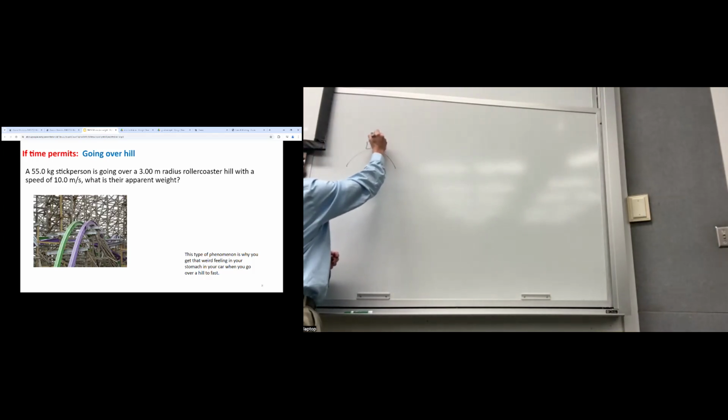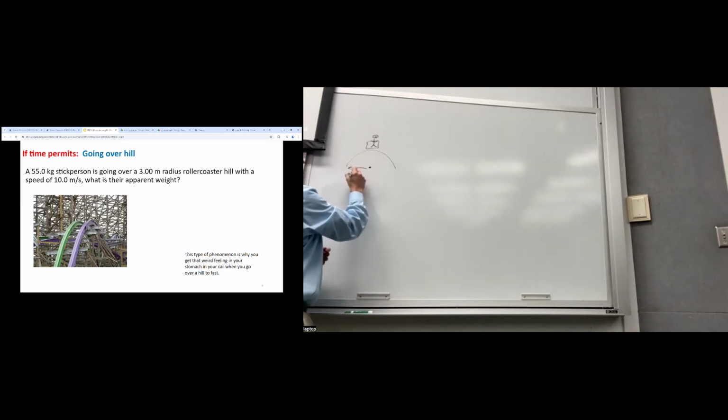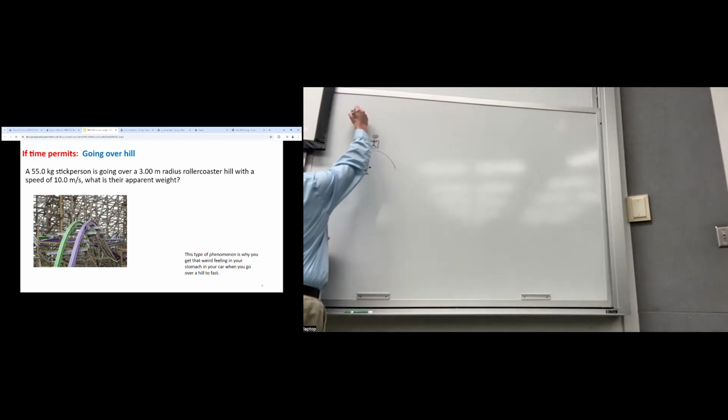So here we are. We're going to go over our hill. They tell us the radius of our hill is 3 meters. Now, when you go over a hill, the radius is underneath. So there's the radius of 3 meters. You're moving over the hill at 10 meters per second. And they tell us this person has a mass of 55 kilograms. What they want to know is, what is the apparent weight? So what are we trying to find?